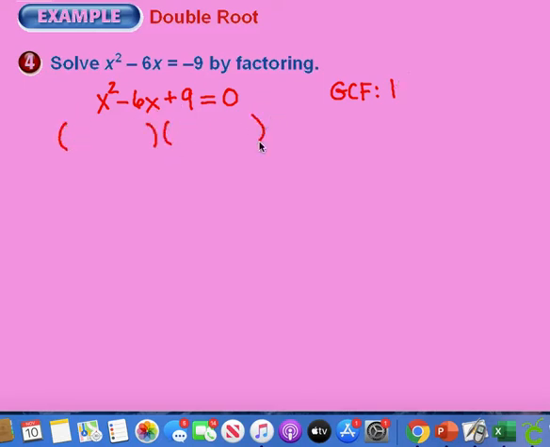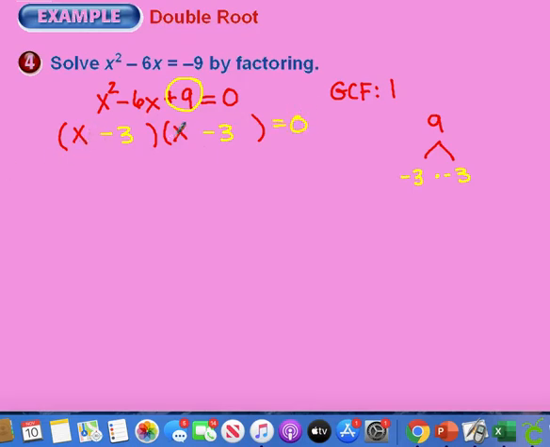My A is 1, so I'm going to go ahead and factor my x's as such. Now I'm looking for factors of 9 that are going to add to be negative 6. So that could be negative 3 and negative 3. So I'm going to place those in for my P's and my Q's, and I'm going to test it.